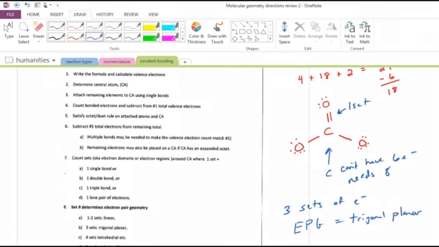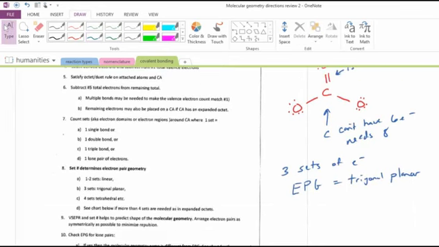So now we need to figure out the molecular geometry. There are 3 sets of electrons and no lone pairs. Say, look, down here in number 10, check electron pair geometry for lone pairs. If no, then the electron pair geometry and molecular geometry are the same.